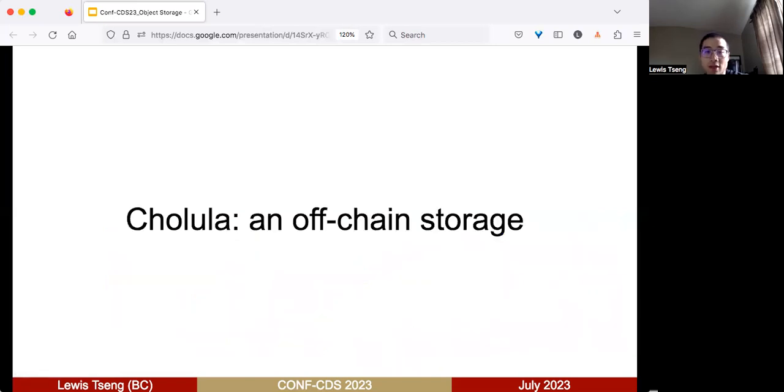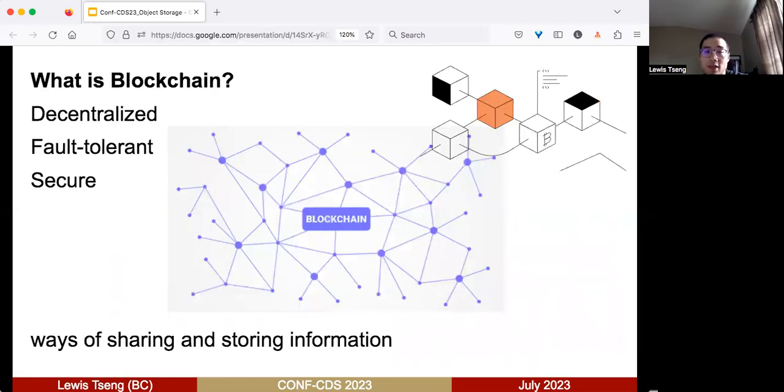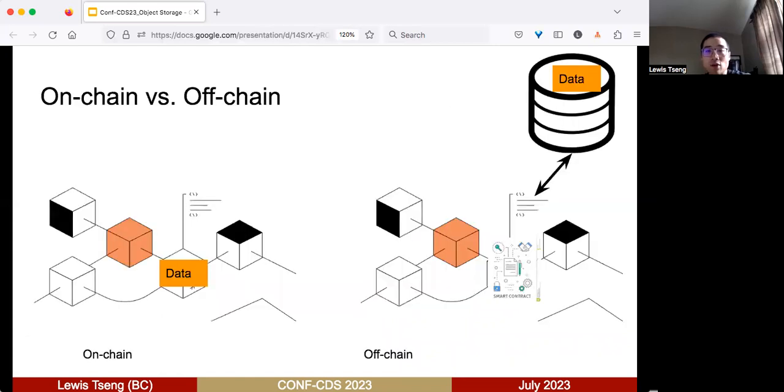It's Cholula, an off-chain storage. So now we switch context a little bit. It's on blockchain. So what's blockchain? It's decentralized, fault-tolerant, and secure, and it's a way of coordinating, sharing, and storing information. And now we are talking about on-chain and off-chain storage. For on-chain, data is stored inside the blockchain. Off-chain is where you have data stored in external storage.